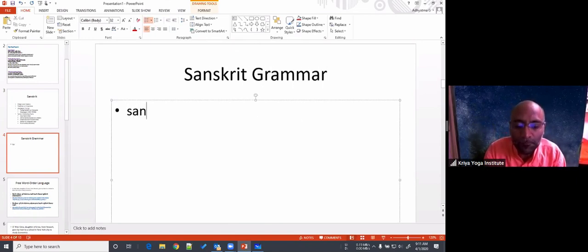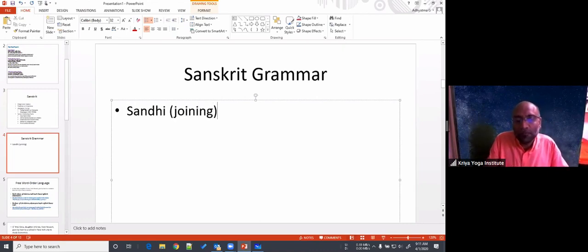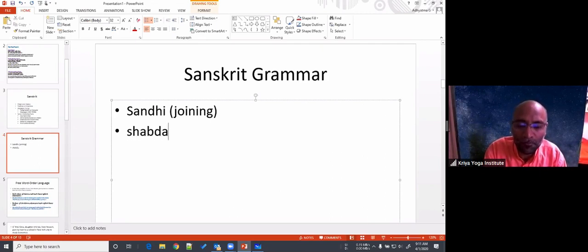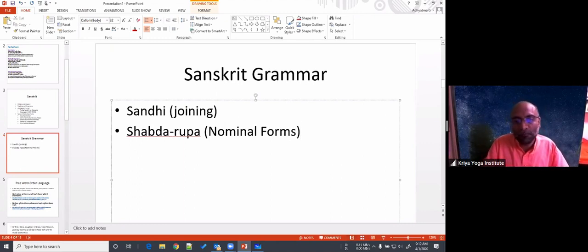So one thing is sandhi. Sandhi is, I would say, joining. That's the simple meaning of sandhi. I'll explain these words to you. What do they mean? Another is called Shabda Rupa. It means forms, I would say here, nominal forms. So these are basically the forms of the different words which are classified under nominals.